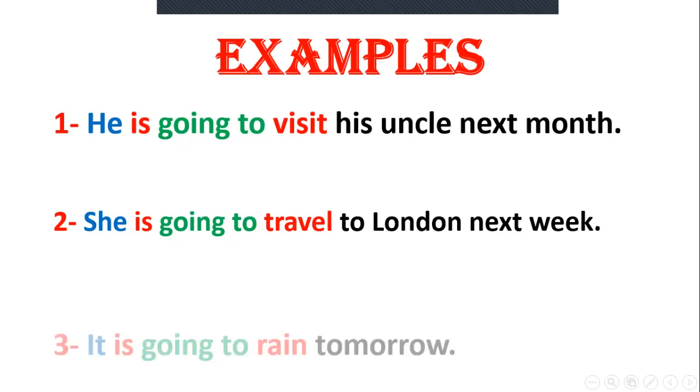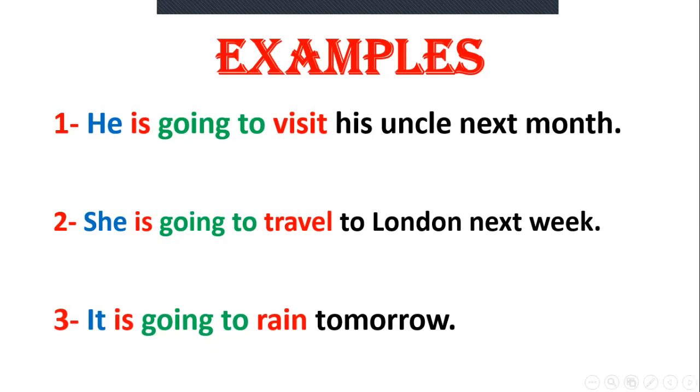Look at example number 3. It's going to rain tomorrow. Here also we use verb to be is because we begin our sentence with singular subject it. It is going to, and after going to, we use verb rain. We use verb rain in infinitive. Tomorrow. It's going to rain tomorrow.